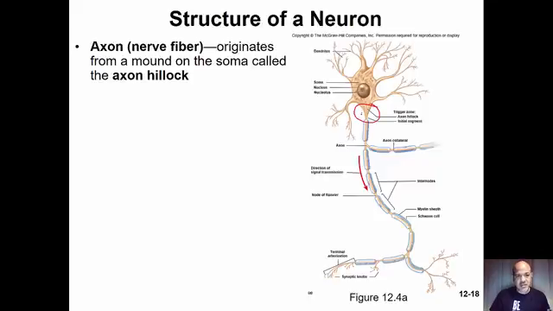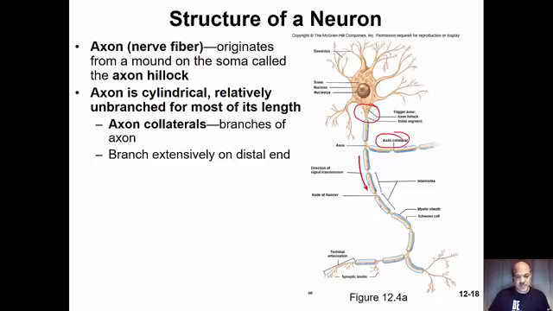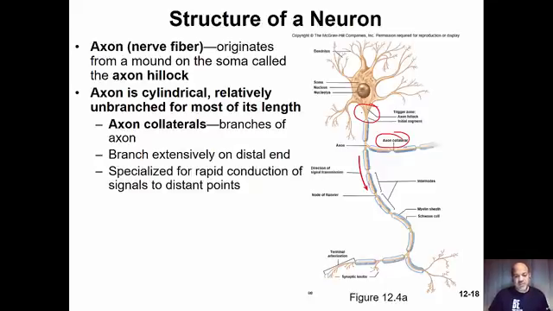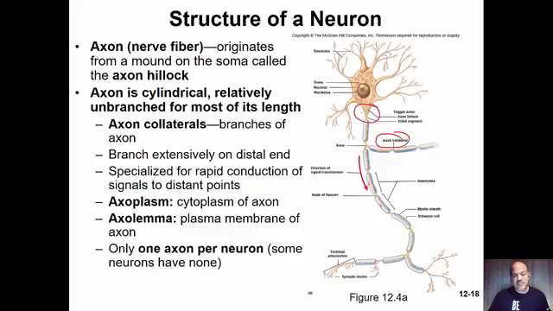Here's the axon hillock right here. The axon is cylindrical, relatively unbranched for most of its length. When it does branch, they're called axon collaterals. There's an example here. We see most of it is unbranched all the way down. At the very end, or the distal end of it, you're going to have extensive branching. This part is specialized for rapid conduction of signals to distant points. The cytoplasm within the axon is called the axoplasm, and the membrane on the axon is called the axolemma, and only one axon per neuron. So each neuron will have only one axon.